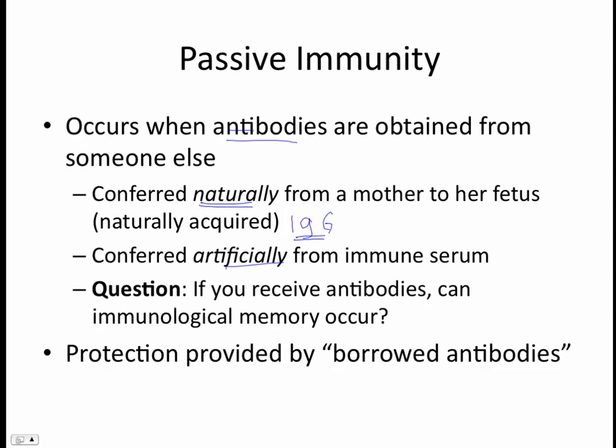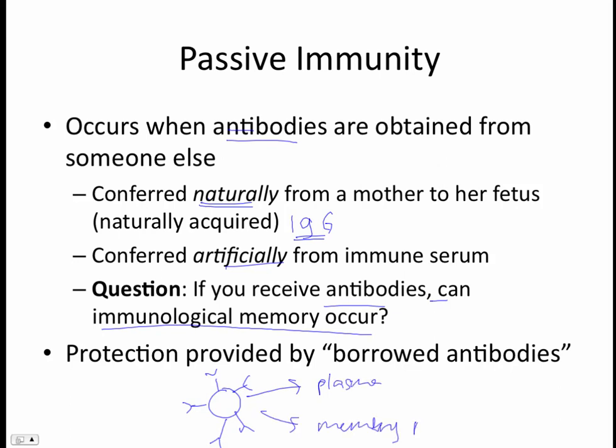So here is a great question. If you receive antibodies, can immunological memory occur? Remember what needs to happen for immunological memory to occur. That deals with having the memory B cell be able to grow and divide to create more plasma cells and more memory B cells the second time around. And the answer is no, you cannot.